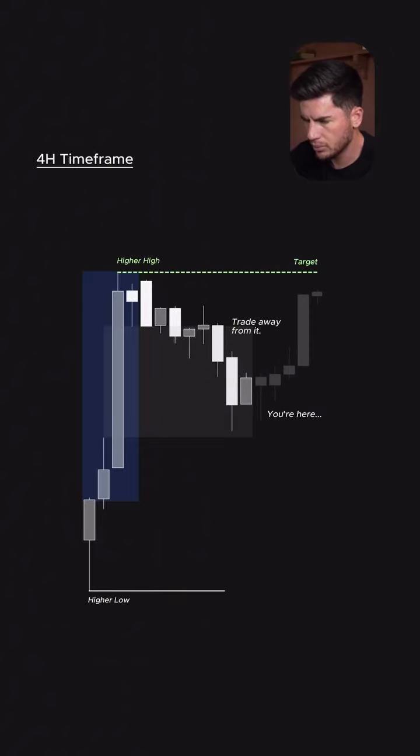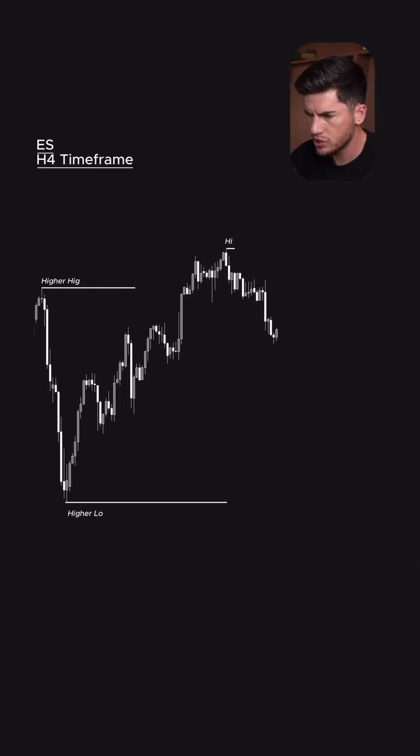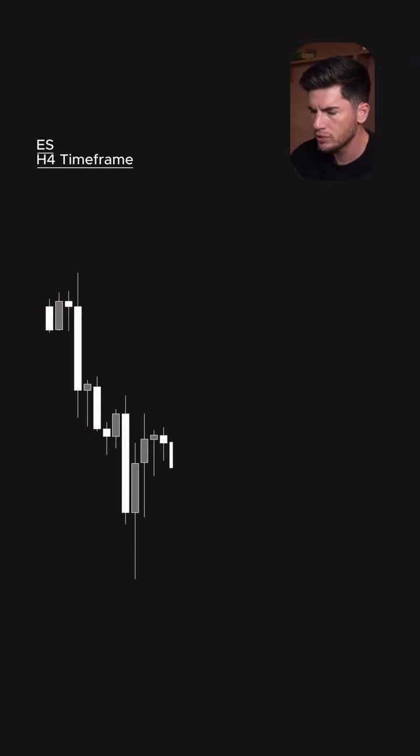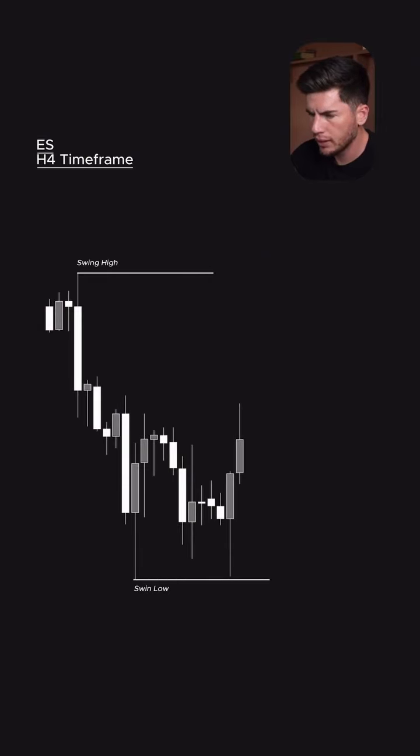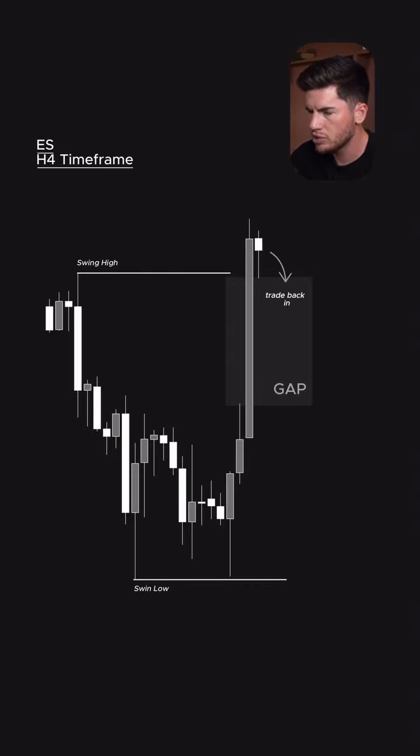Here's an example. Here we're trading the ES, which is printing higher highs and higher lows. So it's a market we want to trade. And on the 4-hour time frame, we want to wait for price to impulse and break a level of structure. If price breaks that level of structure, leaving behind it a 4-hour gap, the next day we want to trade back into that gap. That's our bias for the day.